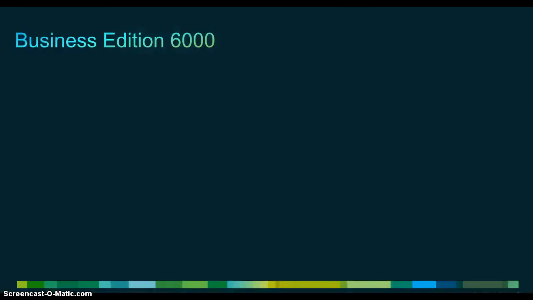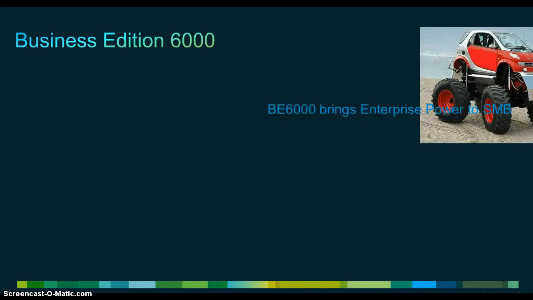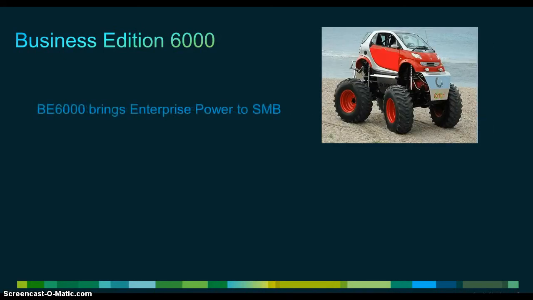Who's this video for? This video is for Cisco partners that deploy Business Edition 6000 and 7000, someone who deploys many units per month. A little bit of background on BE6000. We brought this product to market a couple of years ago, bringing enterprise power to SMB.